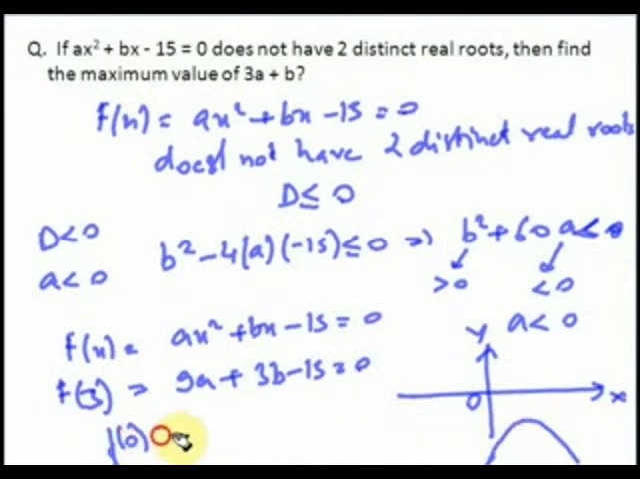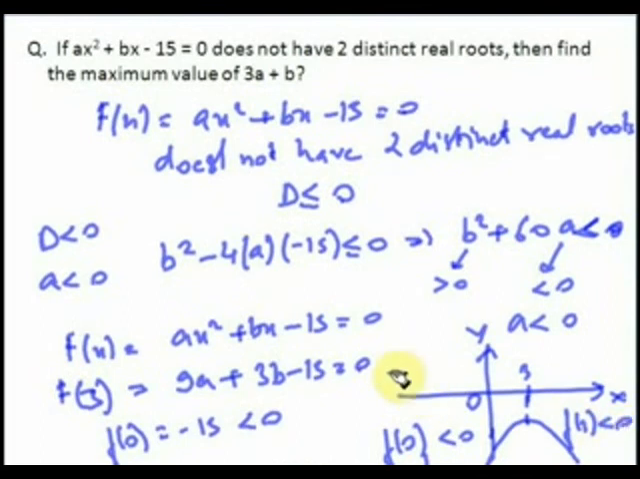If we see the value of f of 0 is equal to minus 15, that is less than 0. So the value of f of 3 has to be less than 0. So 9a plus 3b minus 15 is less than 0. If we divide by 3, we get 3a plus b minus 5 is less than 0. That implies that 3a plus b will always be less than 5. The maximum value of 3a plus b can approach 5.